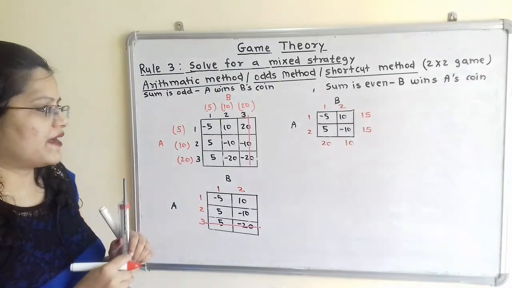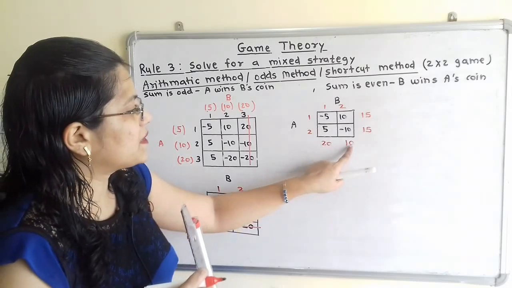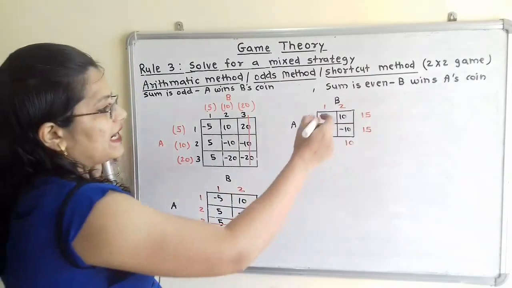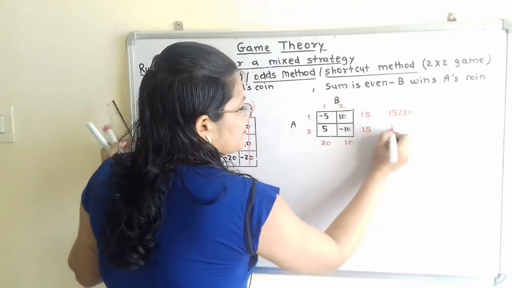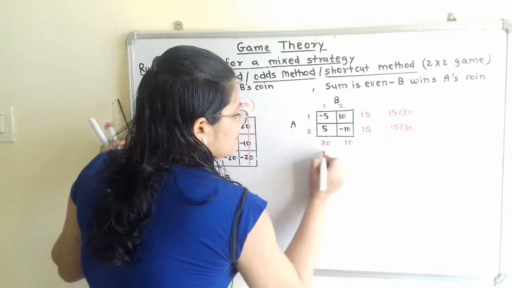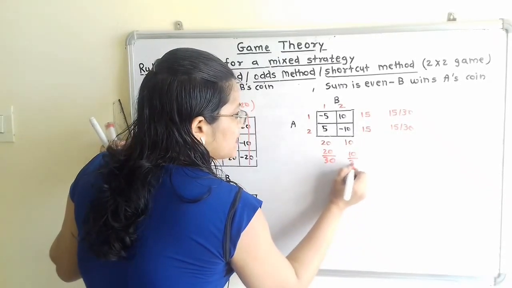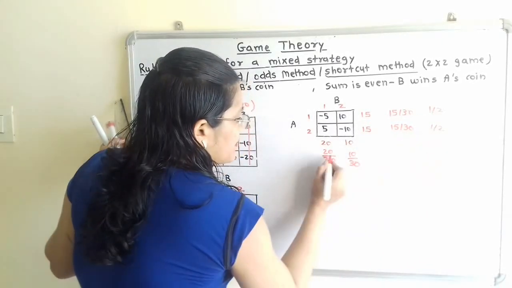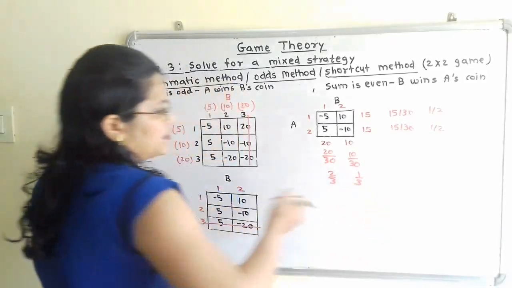Now we will simplify this. If we observe here, the addition is 20 plus 10, 30, and 15 plus 15, 30. So we will divide these 4 elements by 30. Now we will simplify this. 15 by 30 is half, half. 20 by 30 is 2 by 3, and here it is 1 by 3.